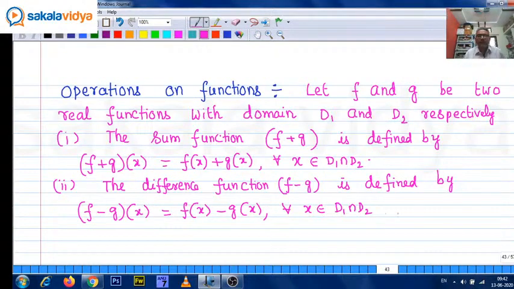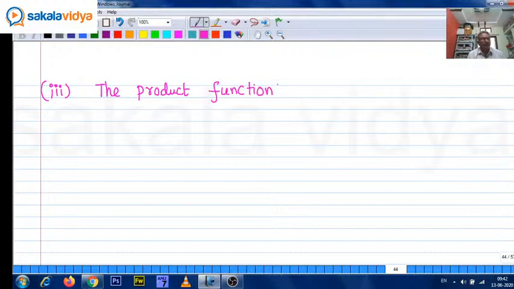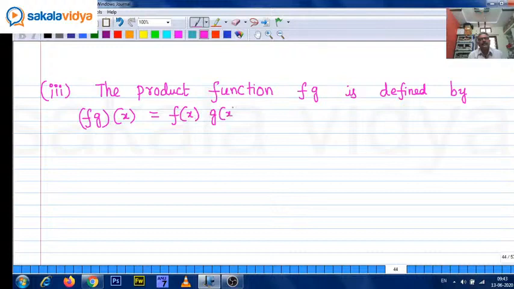Right. Second, let us discuss. Third one is the product function. That means two functions can be multiplied. The product function fg is defined by fg of x equal to f of x times g of x, f of x multiplied by g of x. Here also the domain of this function is x belongs to D1 intersection D2.